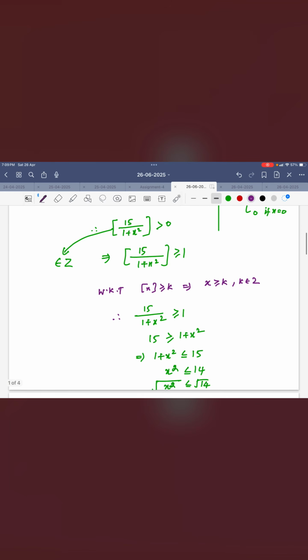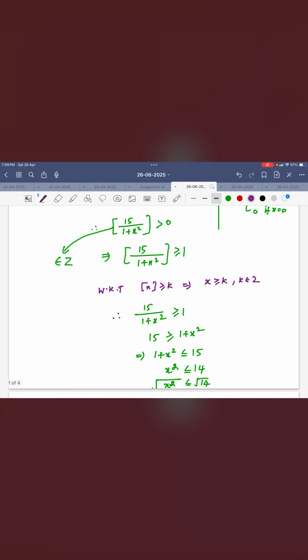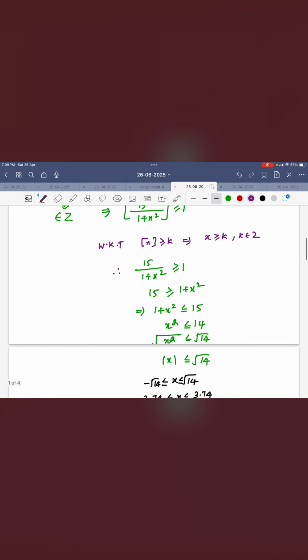If it's greater than or equal to 1, that means the inside of the greatest integer function should be greater than or equal to 1. Then only it's satisfied, right? So you can simplify this. 15 is greater than or equal to 1 plus x square. You can simplify further. You can see x square is less than or equal to 14.